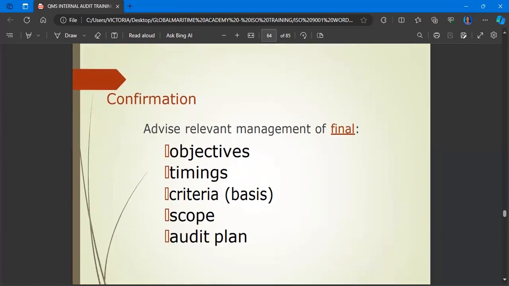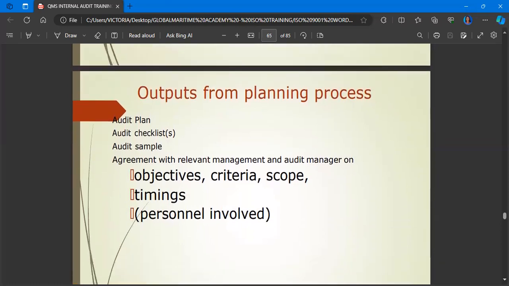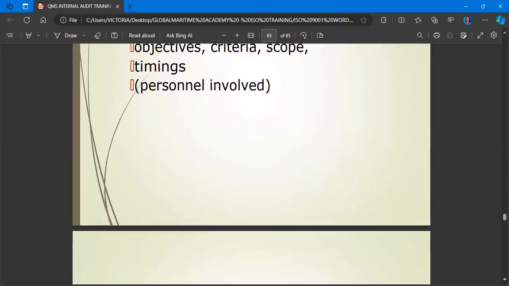Confirmation. Advise relevant management of final objectives, timing, criteria, basis. That is, you now inform them of the final audit plan. You have to confirm that the timing is suitable to them. Output from planning process. By the time you are done with the planning, you will finally have the output, which is the audit plan. You will now have the audit checklist. You now have audit samples. Then agreements with relevant management and audit manager on the audit objective, criteria, scope, timing, and the personnel that will be involved. That is the audit team.